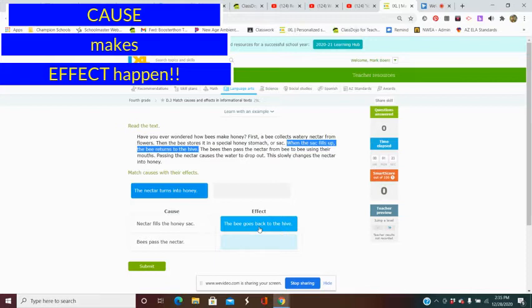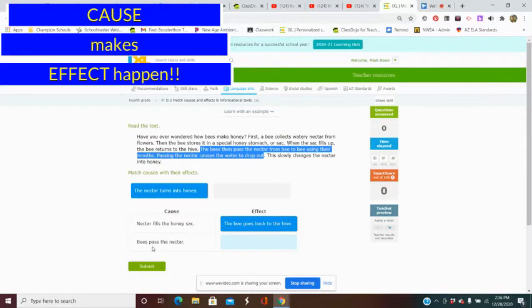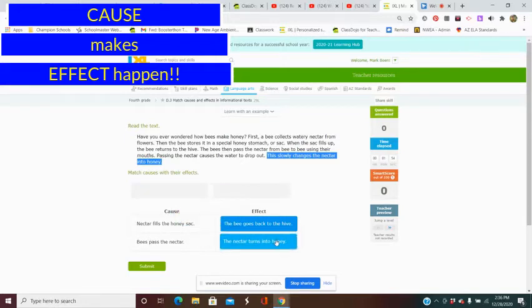And let's do the next one too, just to make sure that we had the first one right. Bees pass the nectar. What's the effect of that? And I didn't know this. This was kind of exciting. Bees pass the nectar from bee to bee using their mouths. And passing the nectar causes the water to drop out. So what happens because the bees pass the nectar? The nectar turns into honey. Yeah, and then this last sentence was this slowly changes the nectar into honey as it dries out. So we know for sure we've got those two right.